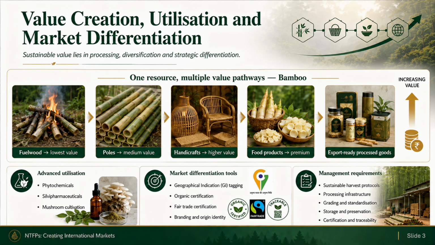But value creation is not only about processing. It is also about differentiation. This is where instruments like geographical indication tagging become important. A GI tag links a product to a specific region, tradition, and quality. It creates exclusivity. It prevents imitation. It allows producers to command a premium price. For example, forest-based products such as wild honey, lac, medicinal herbs, or bamboo crafts can be positioned as region-specific, culturally rooted, and ecologically sourced products. This transforms them from commodities into identity-based products.